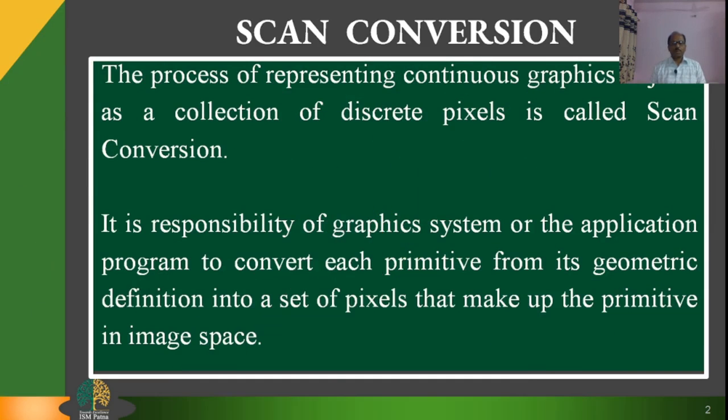The process of representing continuous graphics objects as a collection of discrete pixels is called scan conversion. It is the responsibility of the graphics system or the application program to convert each primitive from its geometric definition into a set of pixels that make up the primitive in image space.